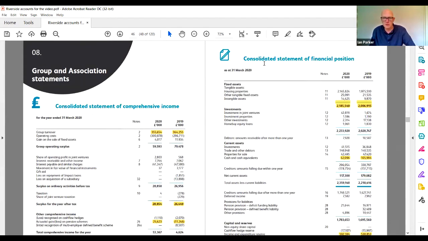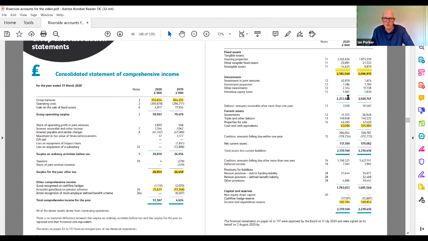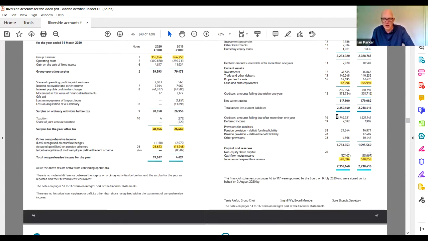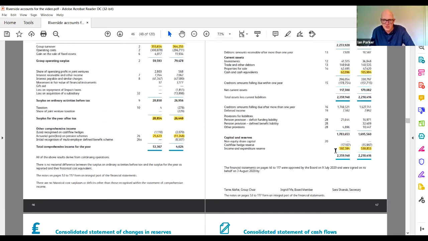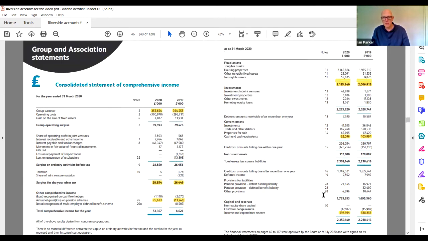Looking at the consolidated statement of financial position, you can see the 2.2 billion pounds worth of assets I've referred to. You can see that they've got cash in hand of 62 million. And you can see that their reserves stand at £500 million. We'll go into those in more detail. As you can see at the side there are numbers. They are the note numbers, and they are referred to later on within the financial statement.